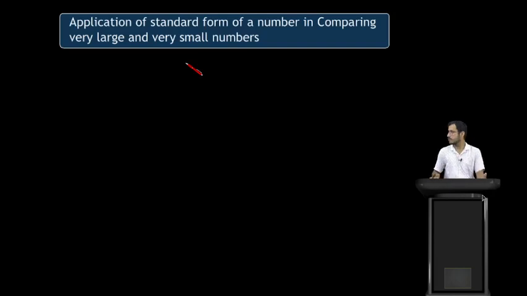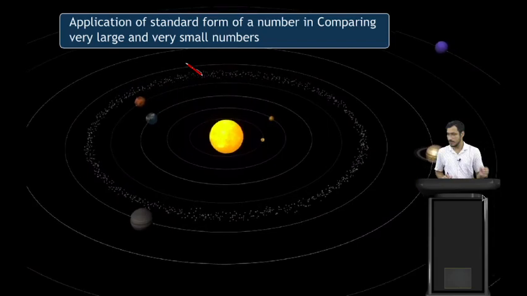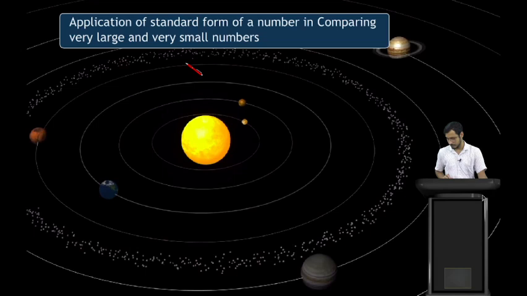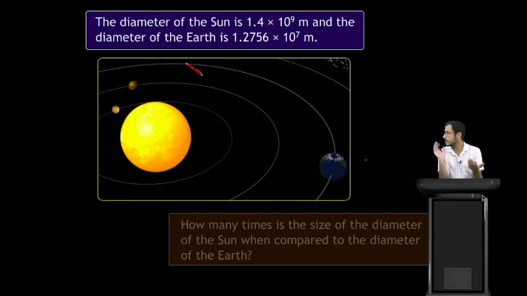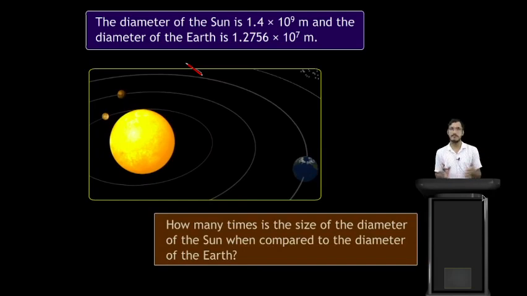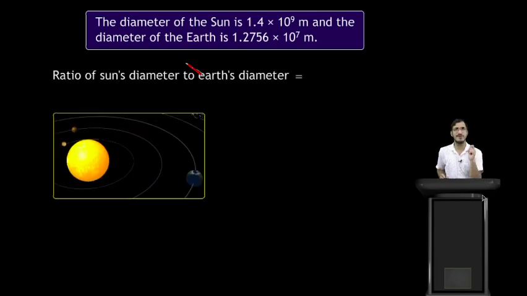Application of standard form of a number in comparing very large and very small numbers. So here you can see again the picture of the solar system. The diameter of the sun is 1.4 into 10 to the power 9 meter, and the diameter of the earth is 1.2756 into 10 to the power 7 meter. So now here, how many times is the diameter of the sun when compared to the diameter of the earth? So here, ratio of sun's diameter to earth's diameter.